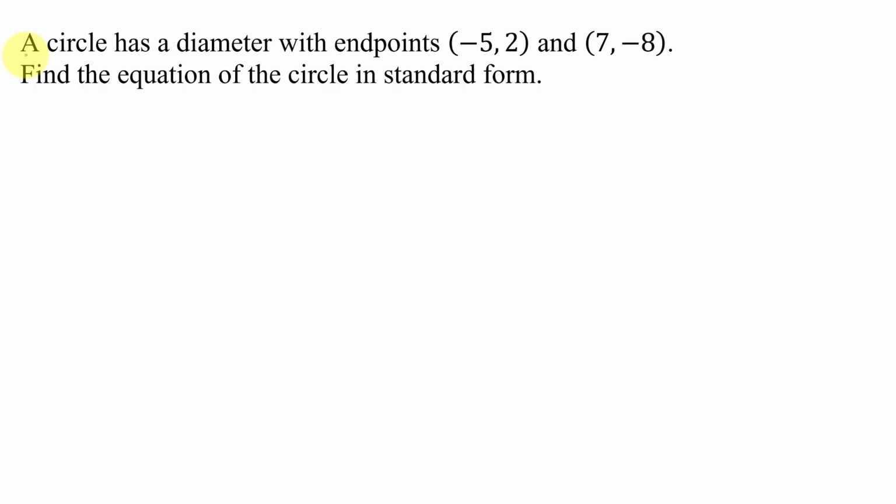In this example, I have a circle that has a diameter with the endpoints at the ordered pairs (-5, 2) and (7, -8). I need to find the equation of this circle in standard form.